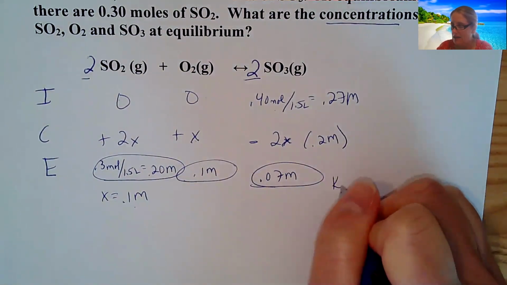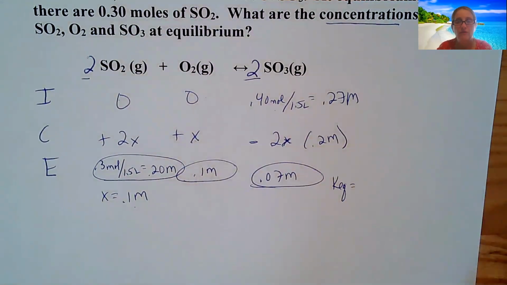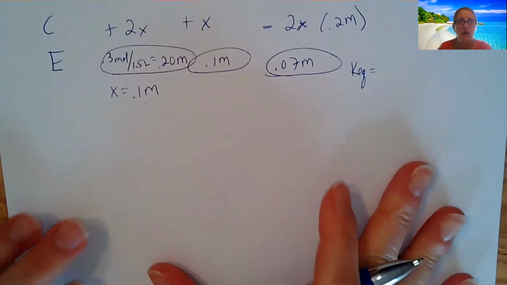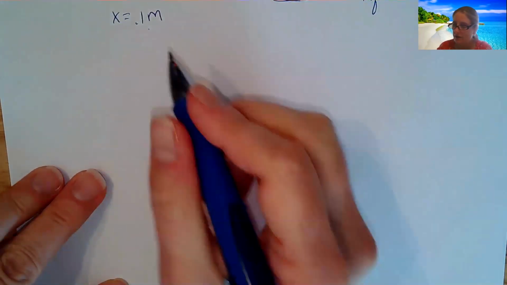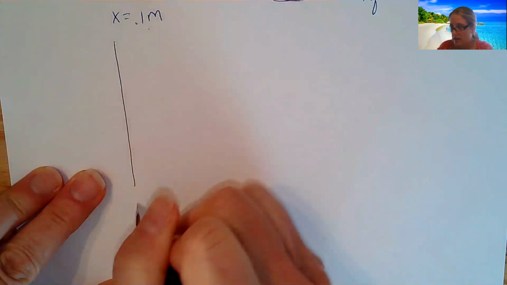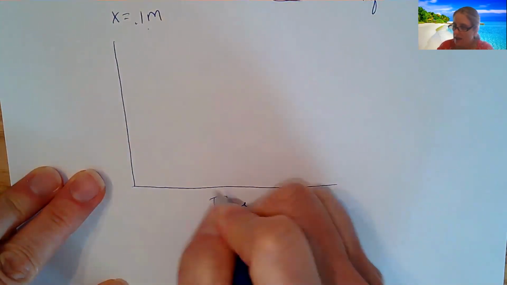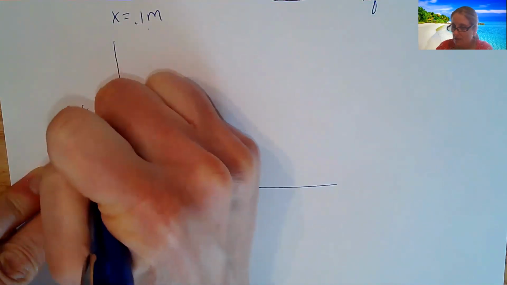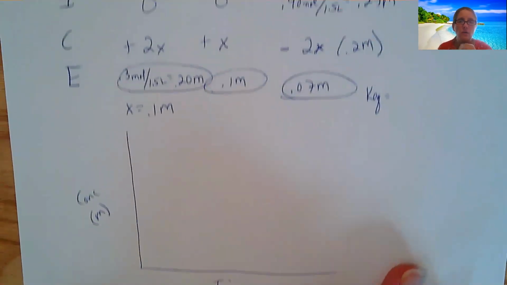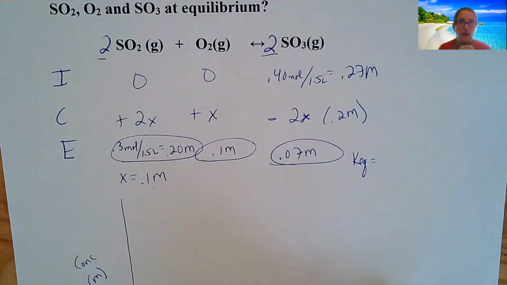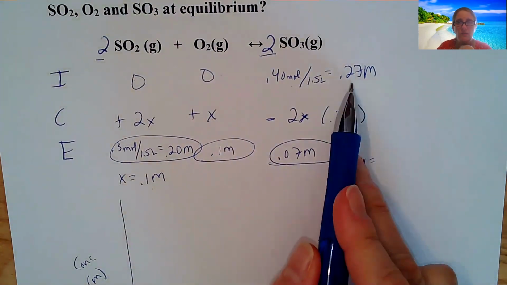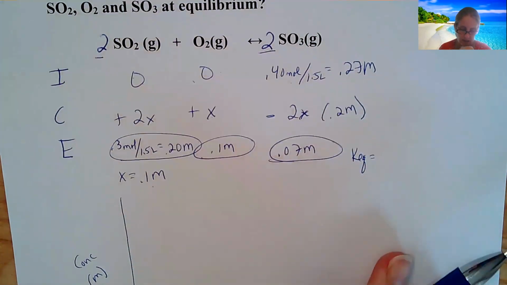Again, I could take this and put it into a Keq and figure out what my Keq is. But instead, I'm going to do a graph here on the bottom so that you could see the graphing portion as well. This is time and this is concentration in molarity. Okay, so you're always going to have something starting at a concentration. So this one started at 0.27 and these started at 0.